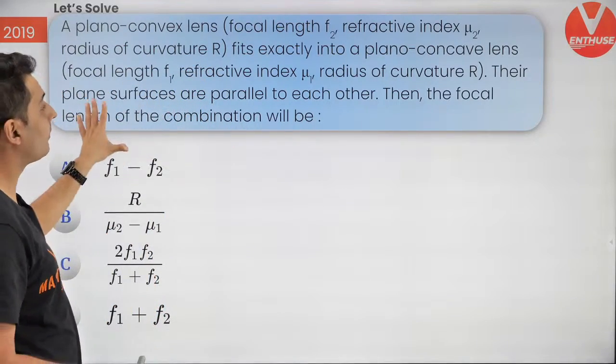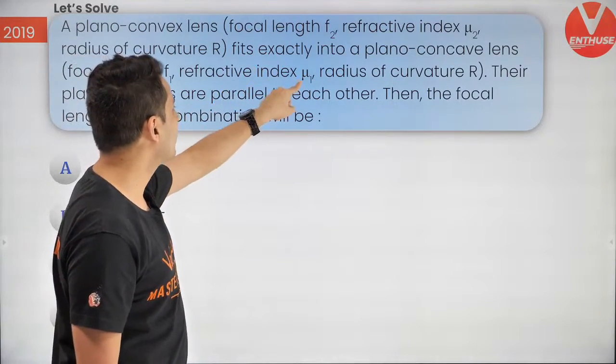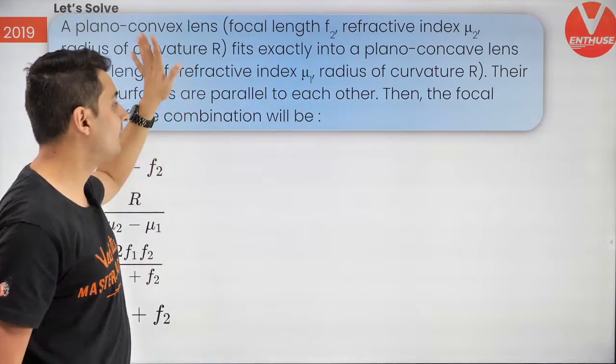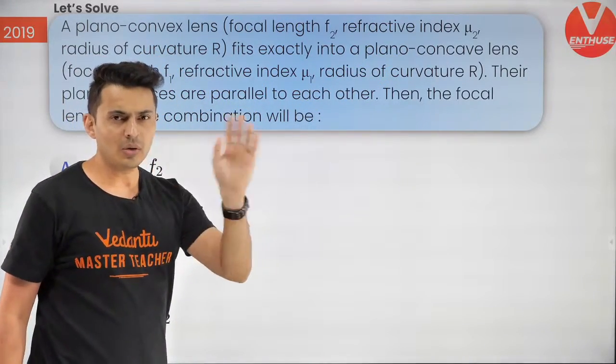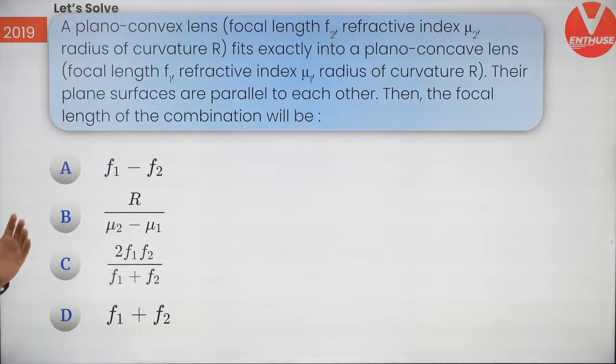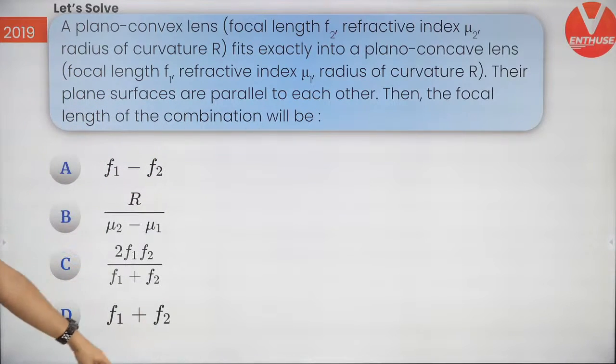Like a glass slab. But not exactly a glass slab, because the problem is refractive indices are different. Can you see that? Refractive indices are different. So they will not cancel out each other. Be careful. The question is, what is the effective focal length of the combination? These are the options given.